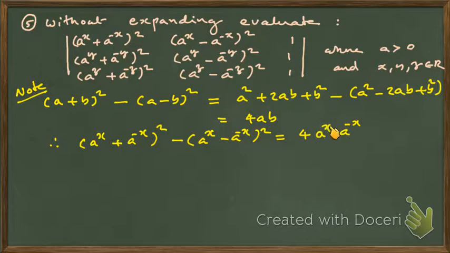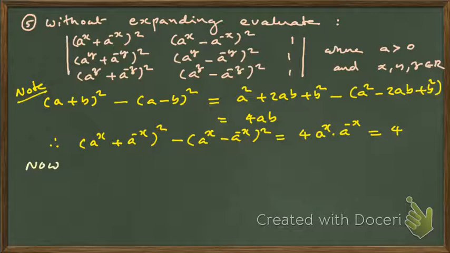And what's my a? My a is a raised to x and my b is a raised to minus x. So 4ab is 4 into a raised to x into a raised to minus x. But a raised to x into a raised to minus x makes it a raised to 0, which is 1. So 4 into 1 is 4. So if I do this term minus this term, since it looks like a plus b the whole square minus a minus b the whole square, I can apply 4ab formula, which gives me just 4.